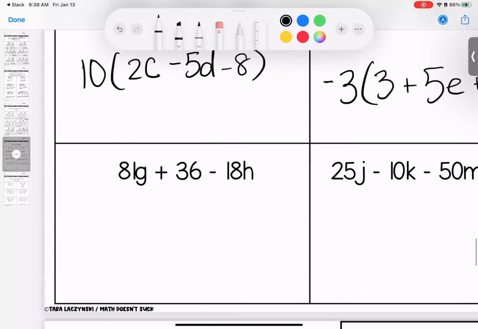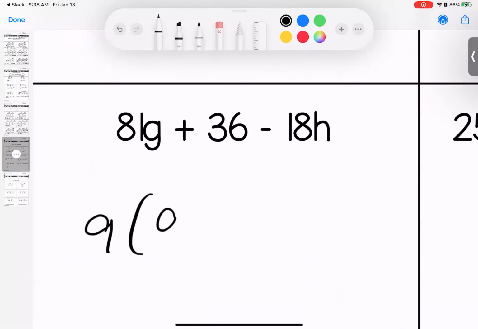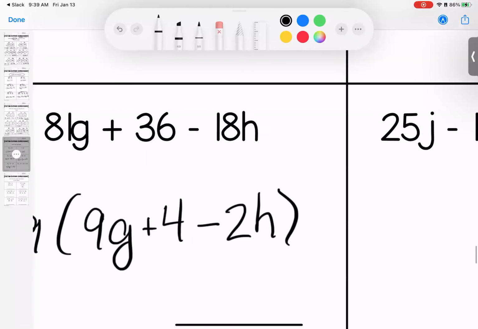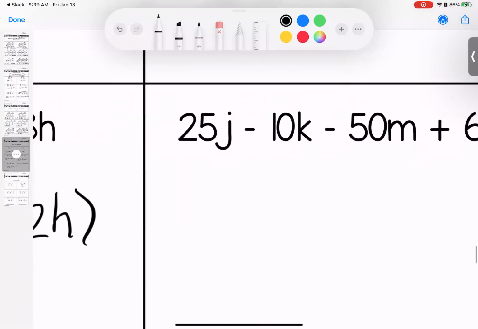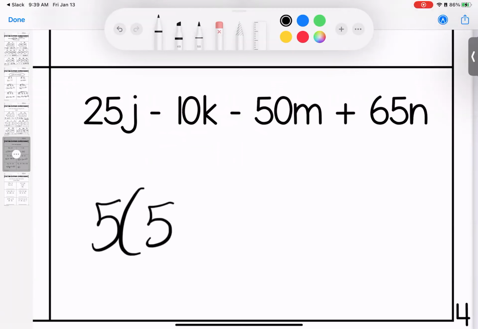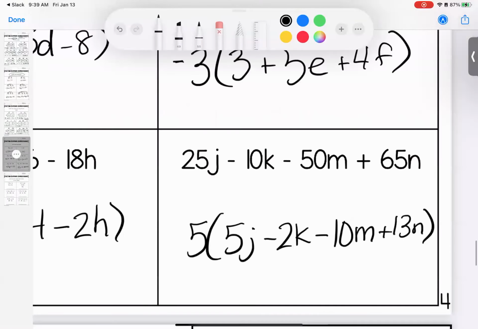All right, we have 81, 36, and 18. I can pull a 9 out from all of them. 9 times 9 is 81. 9 times 4 is 36. 9 times -2 would give me -18h. And then we have one more on this page. 25, 10, 50, and 65 all share a 5. 5 times 5 is 25. 5 times -2 is -10. 5 times -10 is -50. And 5 times +13 would give me 65. Any questions? Bring them to class.